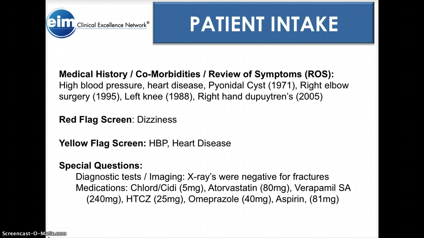The medical history and comorbidities, review of symptoms, revealed high blood pressure, heart disease, a cyst in '71, right elbow surgery '95, left knee surgery in '88, and right hand Dupuytren's syndrome, and subsequent surgery in 2005. The red flags were dizziness, yellow flags were high blood pressure and heart disease.